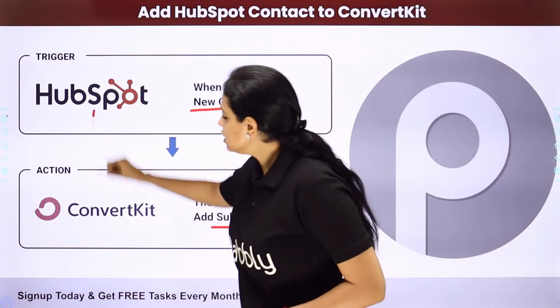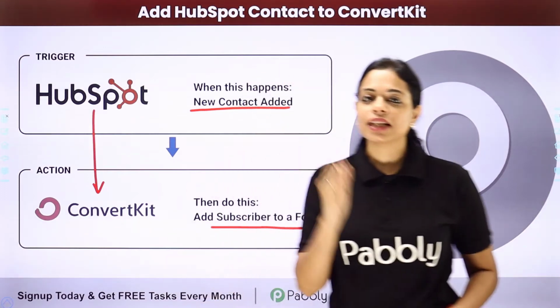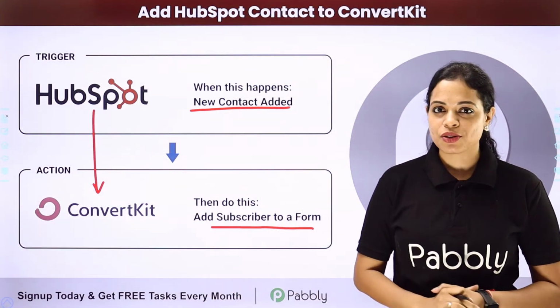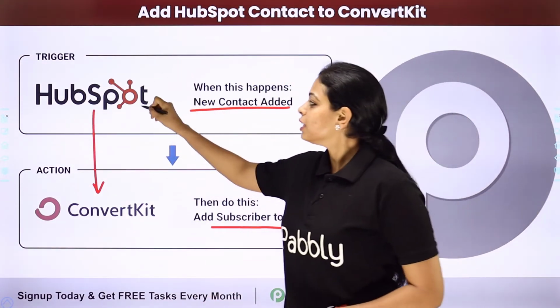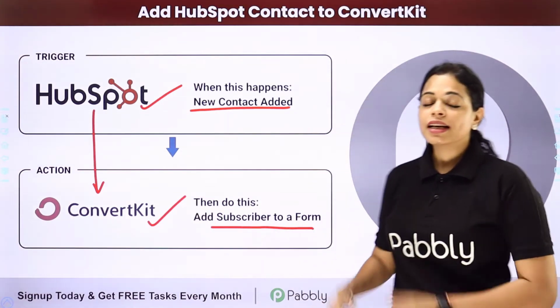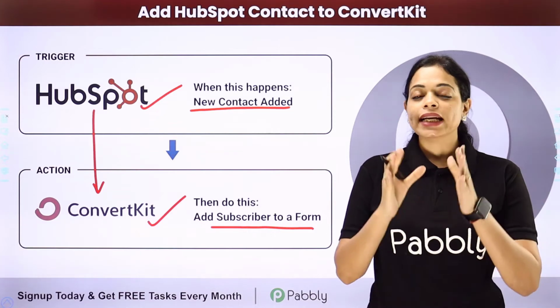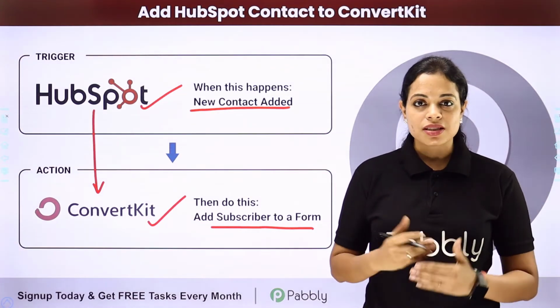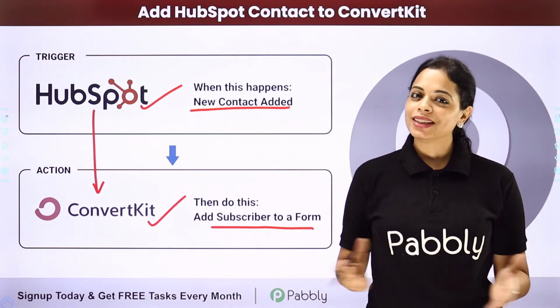For this, we will have to integrate these two applications, and the same thing can be done using Pabbly Connect software. So here your trigger application will be HubSpot and your action application will be ConvertKit. Now how can you do this yourself? Integrate and automate this entire process. To understand that, let me take you to my screen.